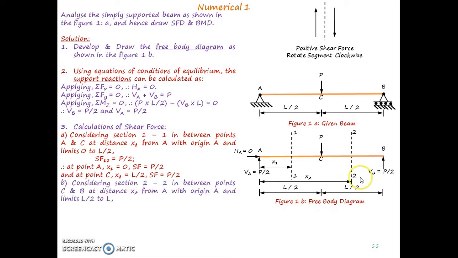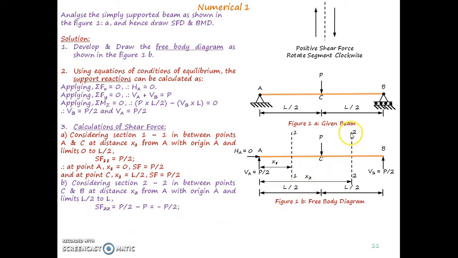Further, if we consider section 2-2 in between C to B, at a distance say x2 from A. With A as origin, if it is at C, then distance x2 becomes L by 2, and if we go up to B, then that distance x2 will become L. So if origin is A and section 2 is in between C to B, then the limits for the equation will be L by 2 up to L. So the equation can be written as SF22.